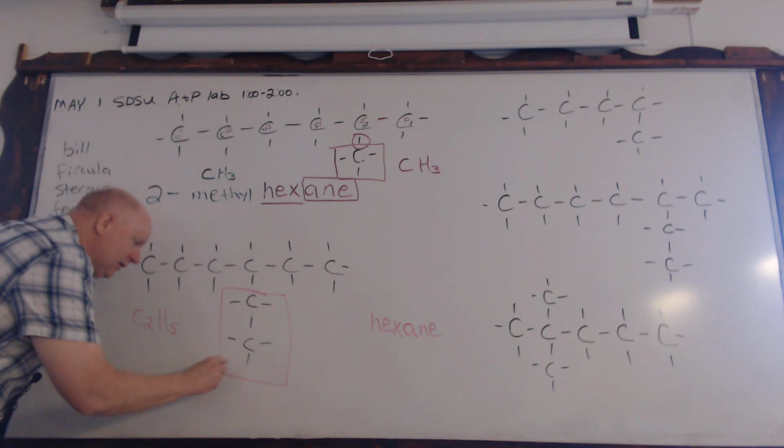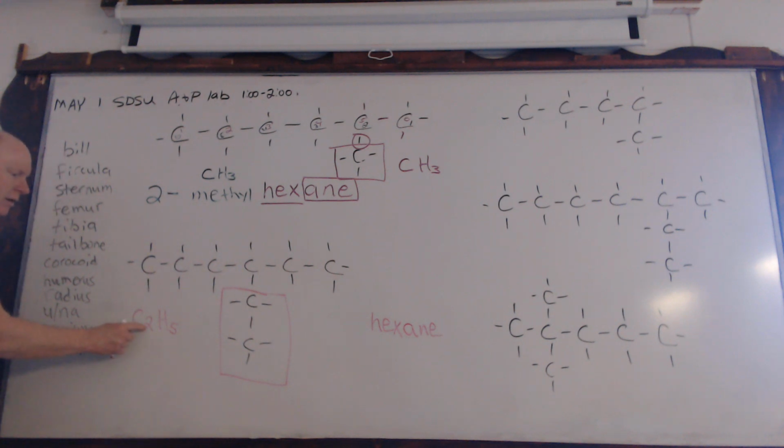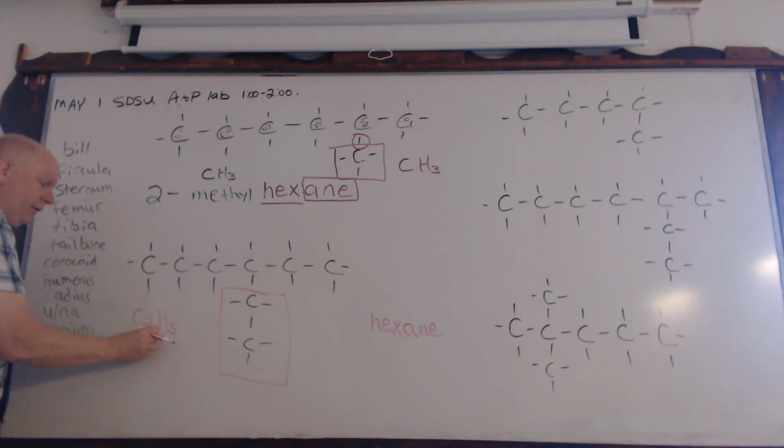So what do you have inside this box? How many carbons? 2. How many hydrogens? 5. Because this derivative comes from what? If a methyl group is derived from methane, an ethyl group is derived from ethane. So what is this derivative called?